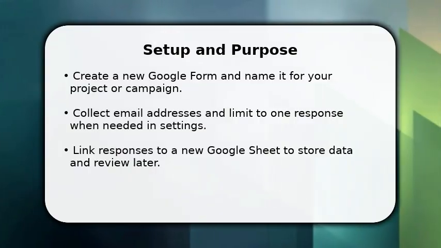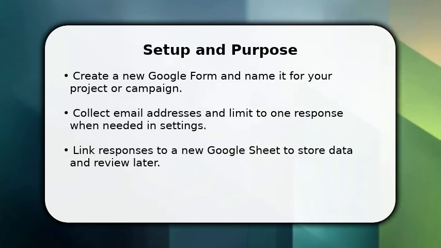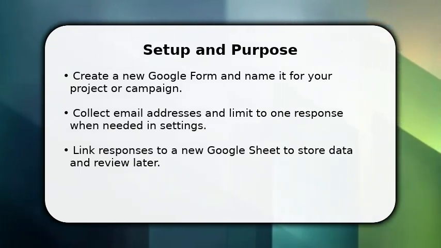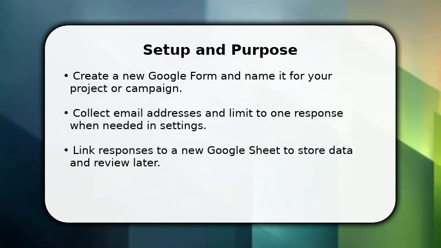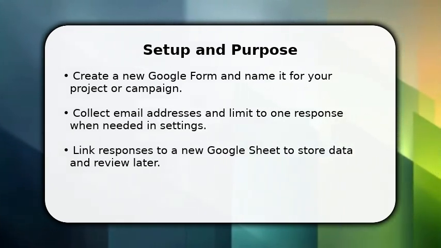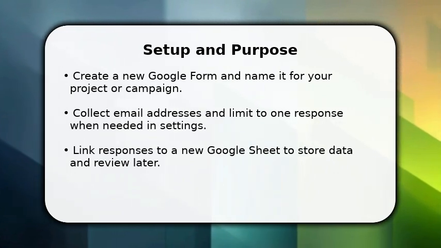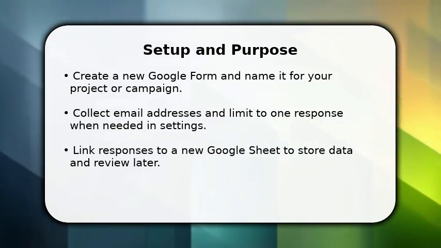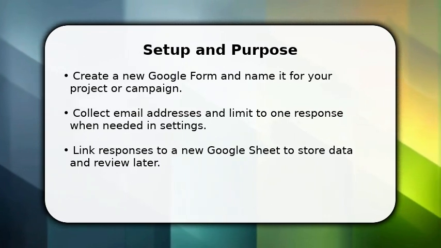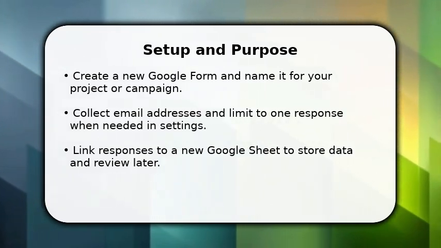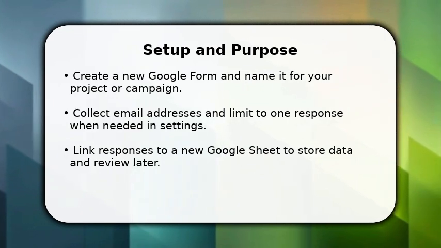Start by creating a new Google form and name it for your project or campaign. Add a short, clear description that explains purpose and estimated time to complete, about 2 minutes. Choose a template or start blank, depending on brand needs and reuse. Turn on collect email addresses and choose limit to 1 response if needed for accuracy.